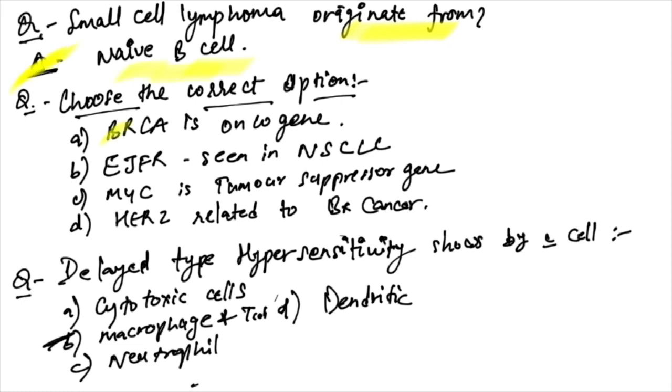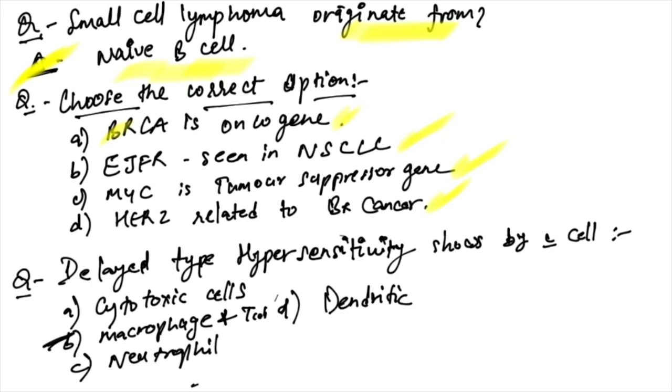Now choose the correct option. So BRCA is an oncogene. It is a right thing. EGFR is seen in non-small cell lung carcinoma. MYC is a tumor suppressor gene. It is also correct, and HER2 is related to breast cancer. So all the options were correct in this question.